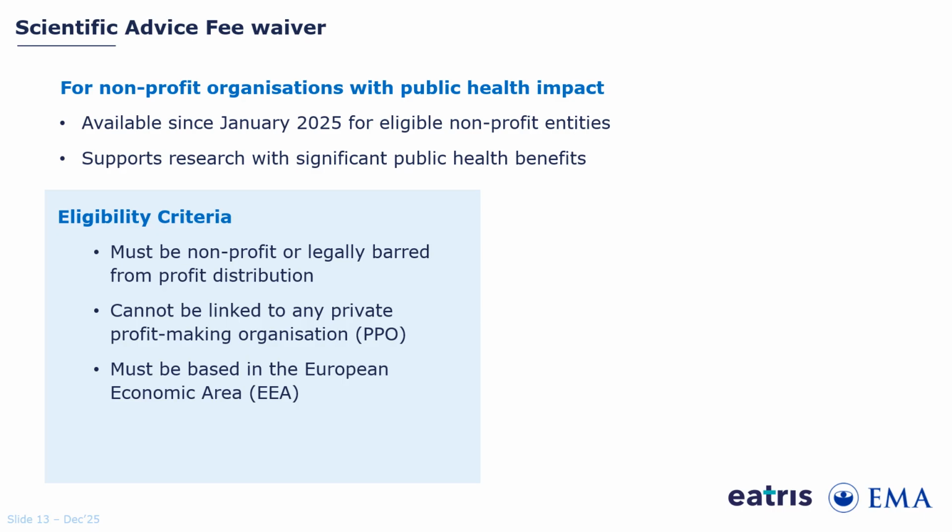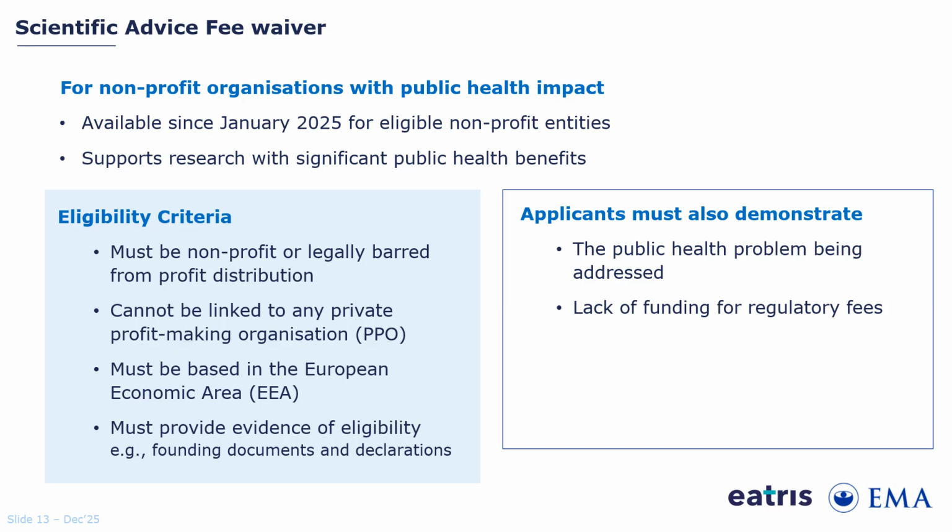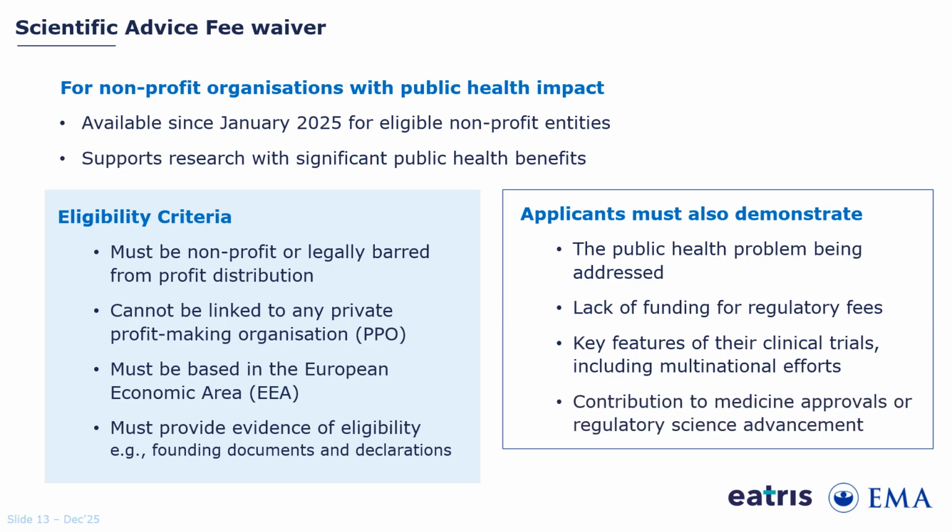The organization needs to provide proof of these points, such as founding documents and declarations. Additionally, applicants must explain how the advice they seek will positively impact their research and contribute to public health. Depending on their research, they should explain the public health problem being addressed, lack of funding to cover regulatory fees, key aspects of their clinical trials, including multinational efforts, and how their work supports future medicine approvals or develops tools to improve regulatory science and medicine evaluation.